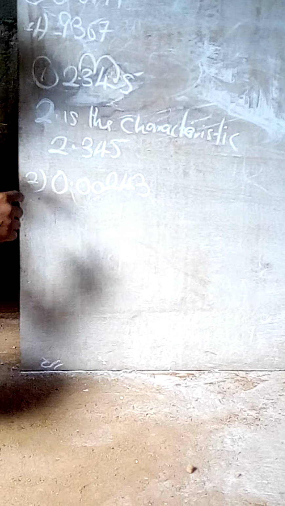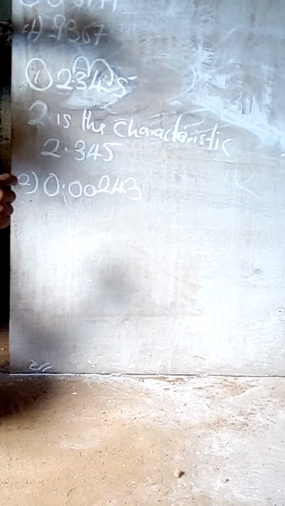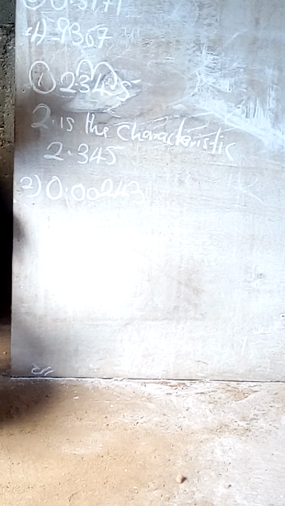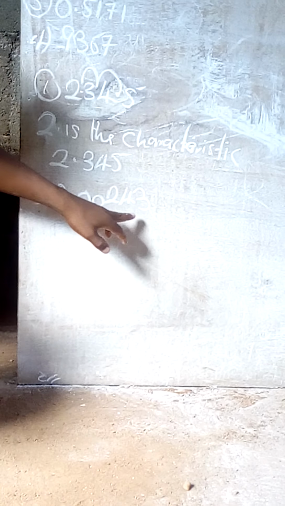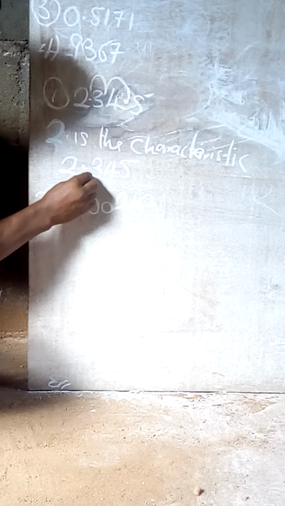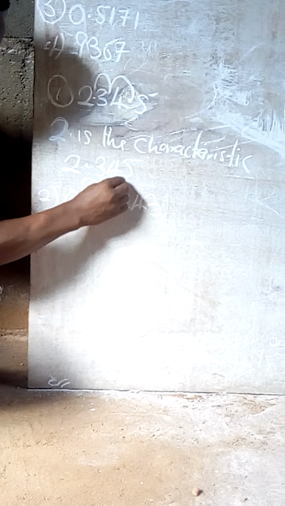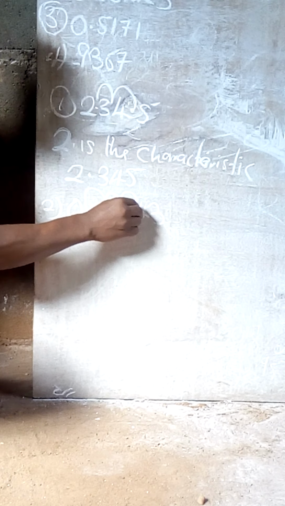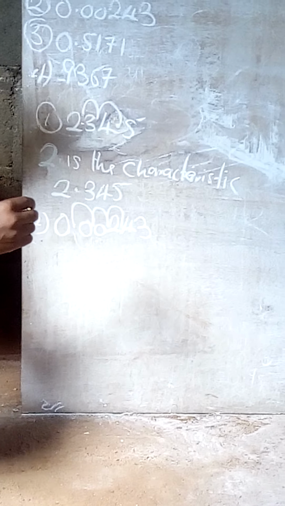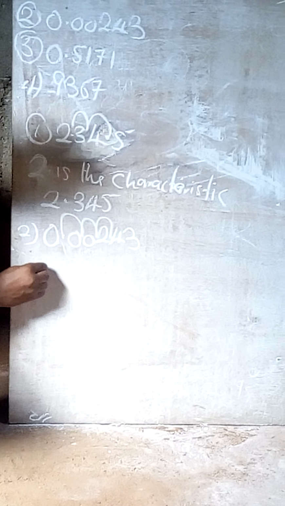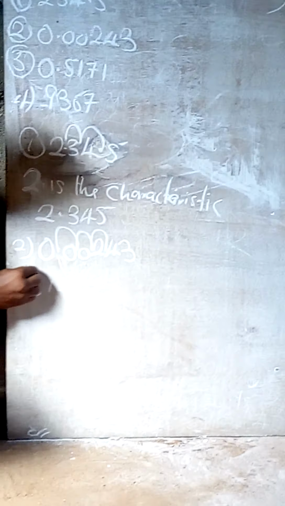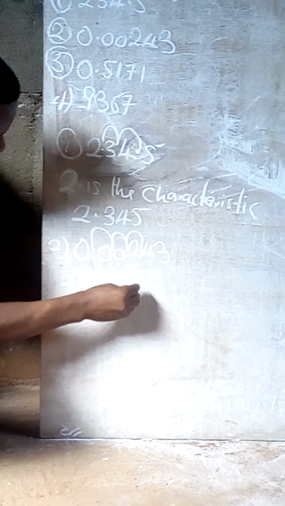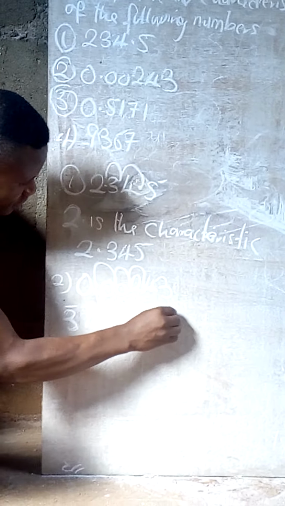Now we have to count from left to right, and it must be in between the two real numbers, the first and the second. Let's count now. 1, 2, 3. That means the characteristics here is now 3. Bar 3 is the characteristics.